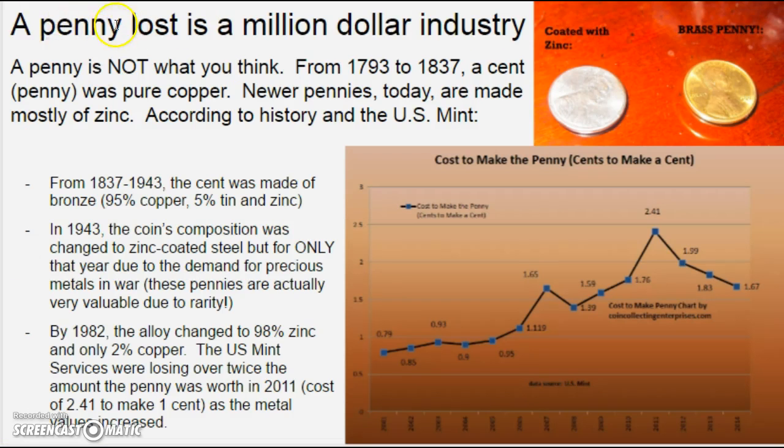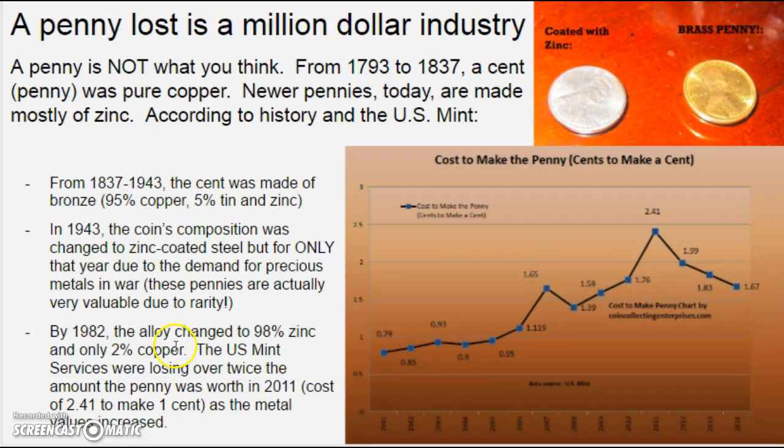And the last topic that we'll look at is a penny. A penny lost is a $1 million industry. A penny is not what you think. From 1793 to 1837, a cent was made of pure copper. Newer pennies today are made of mostly zinc. According to the U.S. Mint, they've changed over time. Copper prices have gone up.